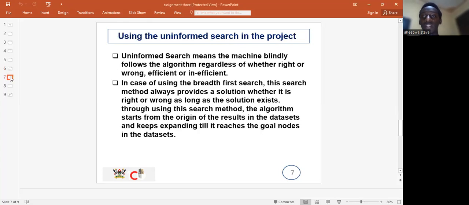Using the uninformed search in this project: uninformed search means the machine blindly follows the algorithm regardless of whether it is right or wrong or efficient or inefficient. In case of using the breadth first search, this search method always provides a solution whether it is right or wrong as long as the solution exists. So, through using this search method, the algorithm starts from the origin of the results in the dataset and keeps expanding till it reaches the goal nodes in the dataset.